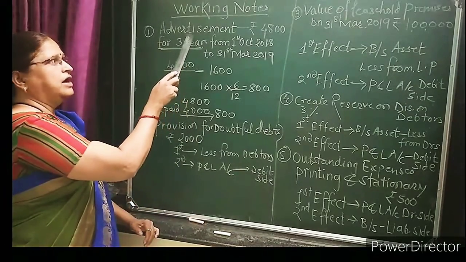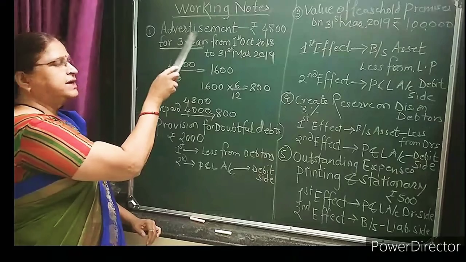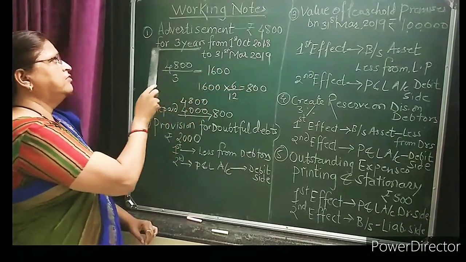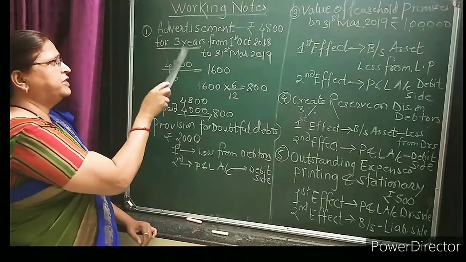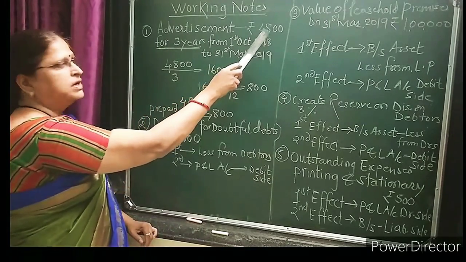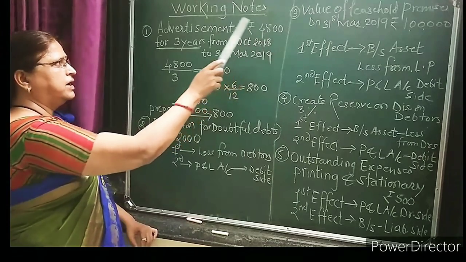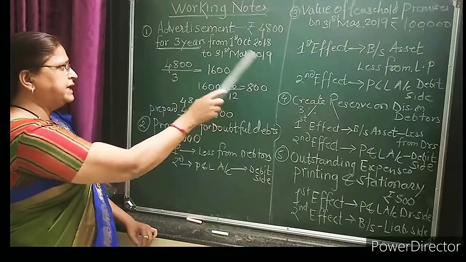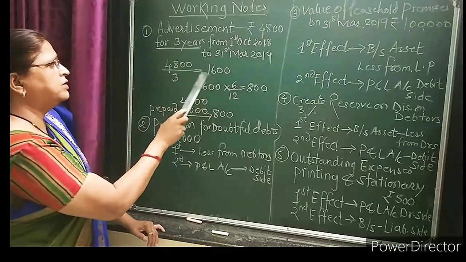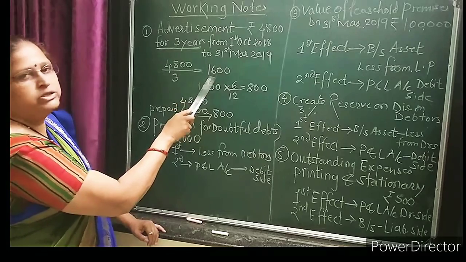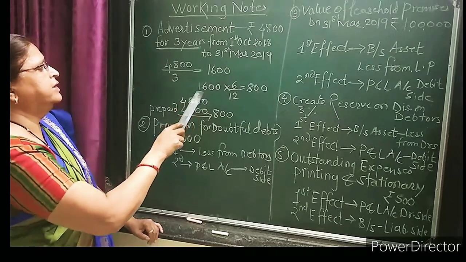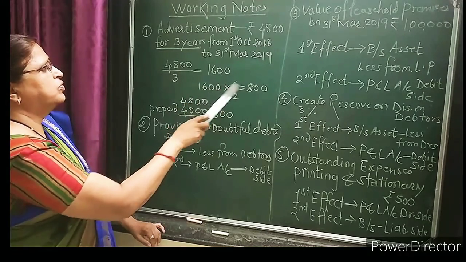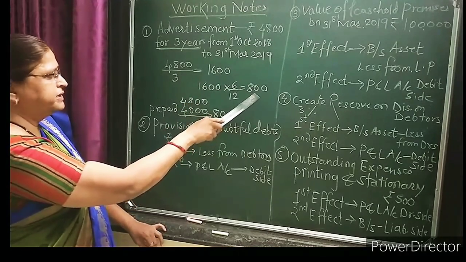First adjustment, advertisement. Now this is the hidden adjustment and the amount is given rupees 4,800. Some information is given to you. For 3 years advertisement amount is given which is rupees 4,800 and your period starts from 1st October to 31st March 2019. So we have to first calculate 1 year amount which is rupees 1,600. Again, from 1st October to 31st March, it will be 6 months. So we have calculated the amount comes rupees 800.